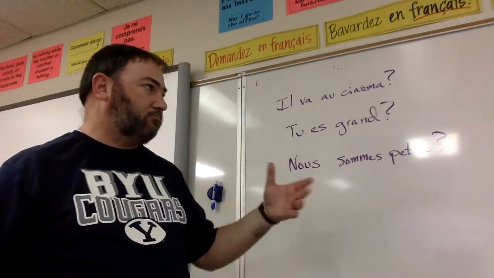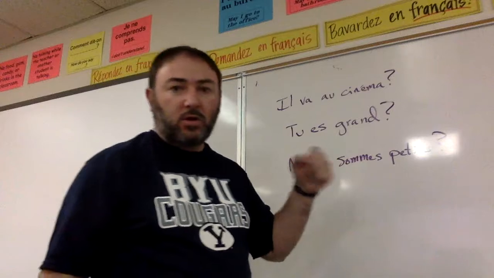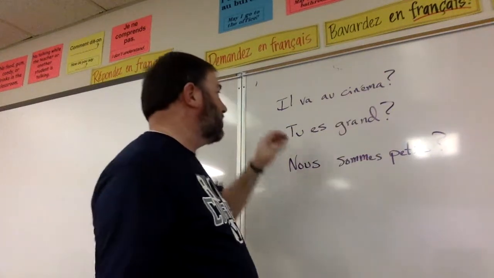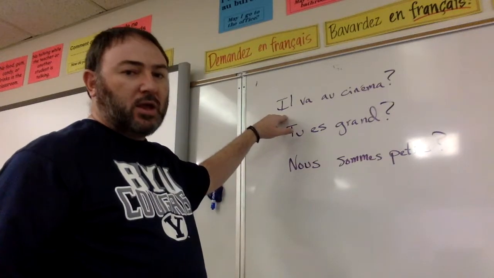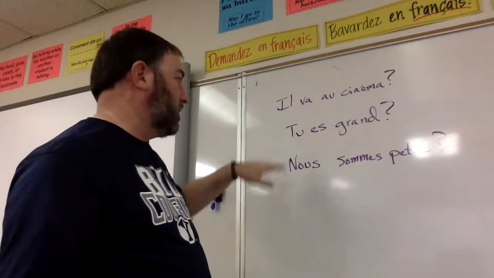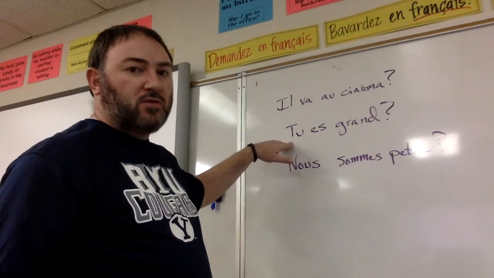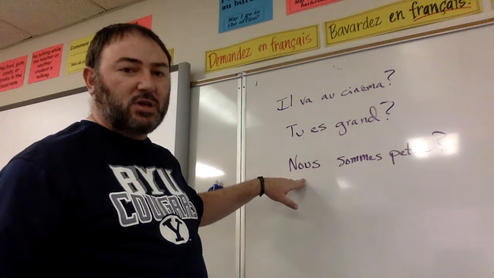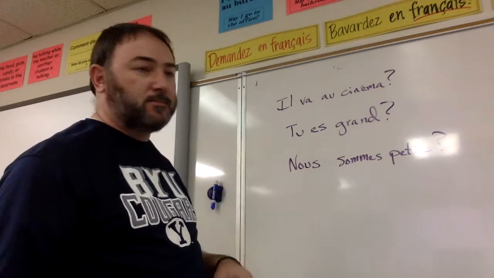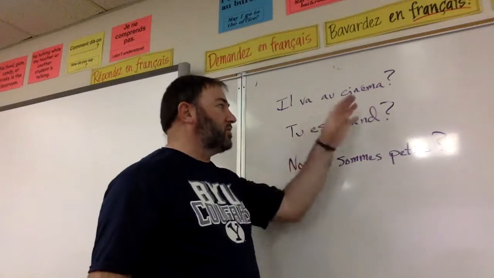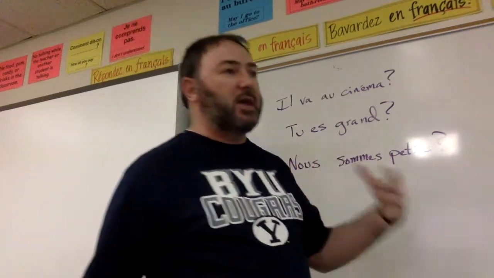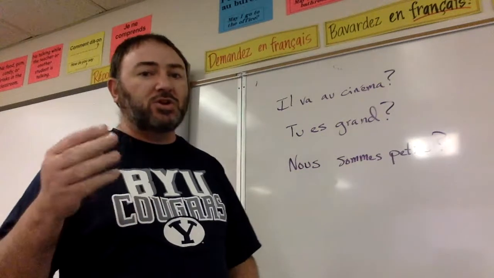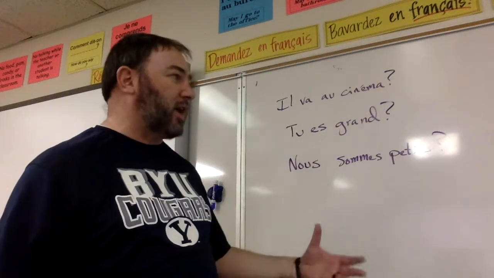When you're speaking, though, you need to make sure that you're using intonation. That means you're going to make your voice go up at the end. So instead of il va au cinéma, il va au cinéma? Instead of tu es grand, tu es grand? And instead of nous sommes petits, nous sommes petits? So that's our first way, using intonation. It's a very easy way to make a question in French. You just take a statement, put a question mark on the end of it, and when you're speaking, use intonation and make your voice rise at the end.